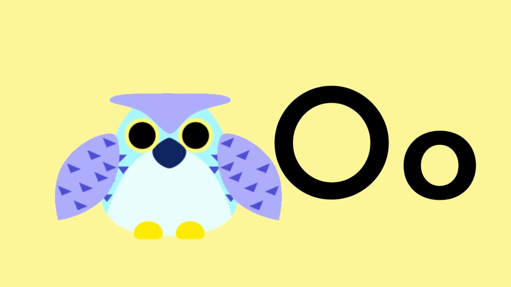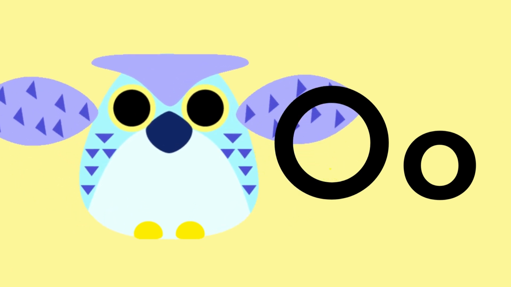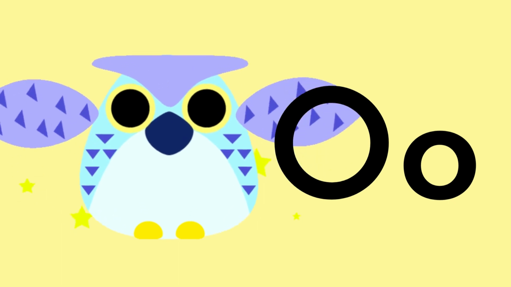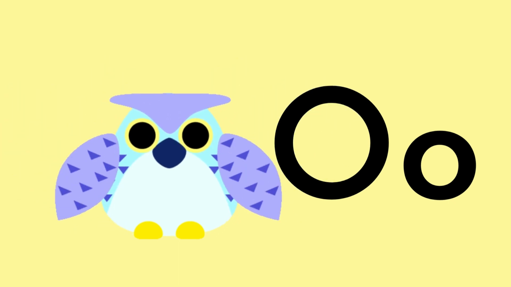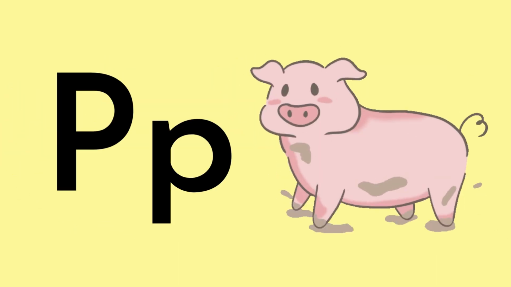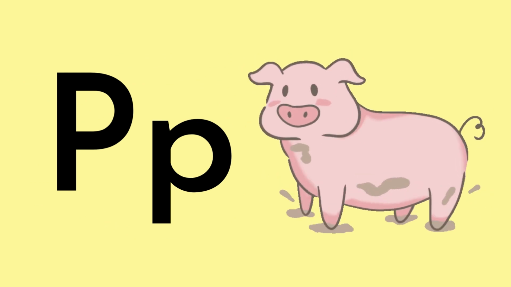Letter O. O is for owl. Letter P. P is for pig.